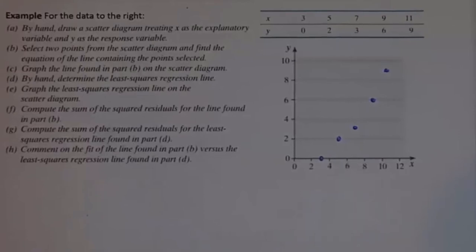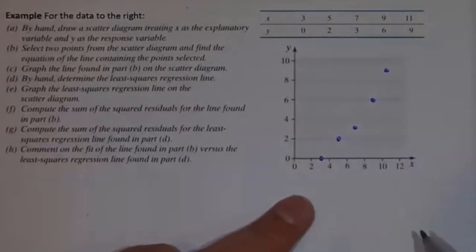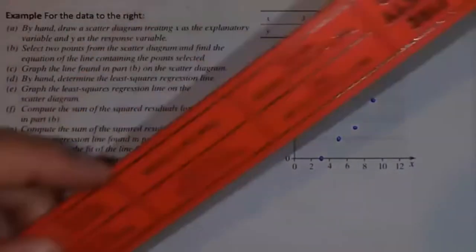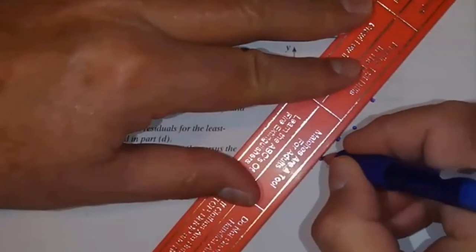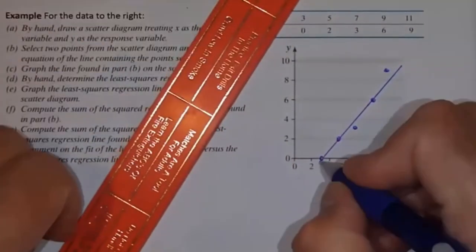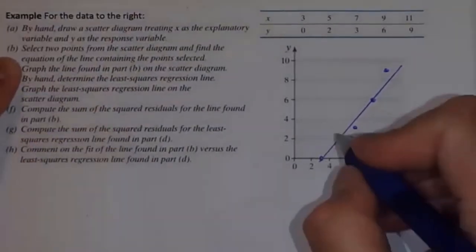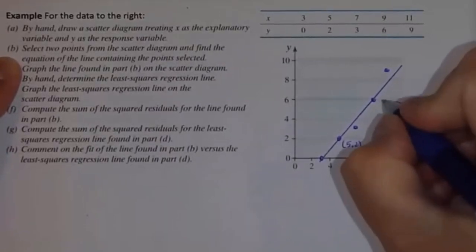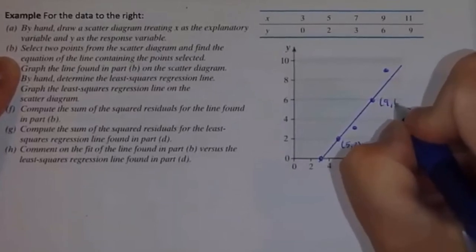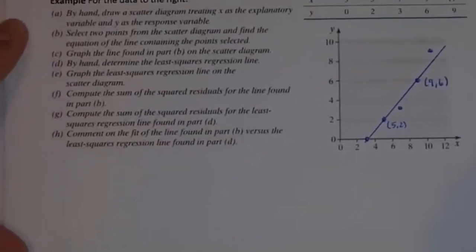So what I'm going to do, I'm going to just pick 2 points, but I want to pick good points that are going to be somewhat a decent model. So I think I'm going to pick this point and this point, okay? So this is going to be my line for part B. I'm going through the point 5,2, and I'm going through the point 9,6. And so I've selected those 2 points, and I'm going to find the equation of the line that goes through those 2 points. So part B I'm going to do down here.